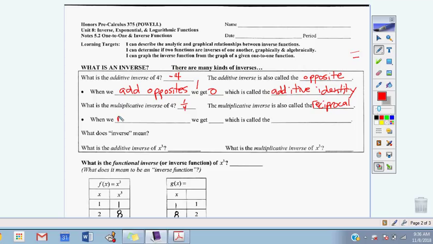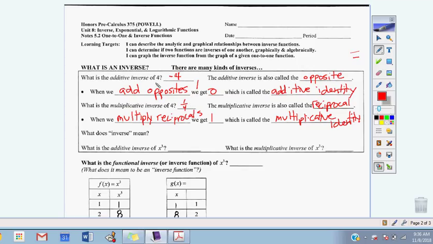So when we multiply reciprocals, what do we get? Well, you get 1. That's called the multiplicative identity. I'm throwing a lot at you at the beginning here, but understand we're talking about inverses and identities, and if you need to, go through and really understand that, because we're trying to build up what it means to be an inverse.